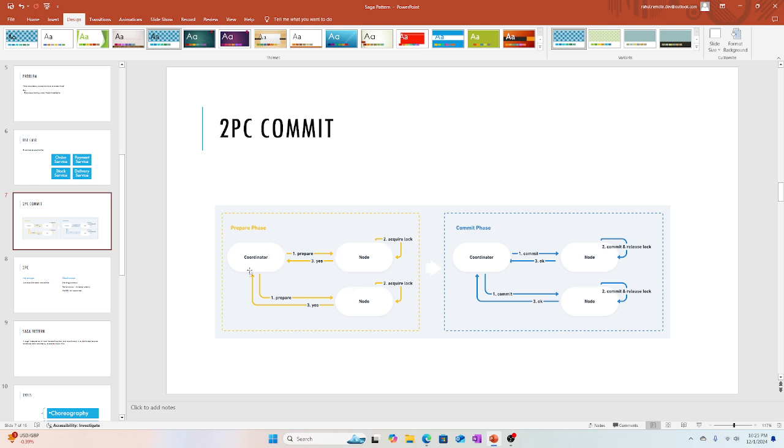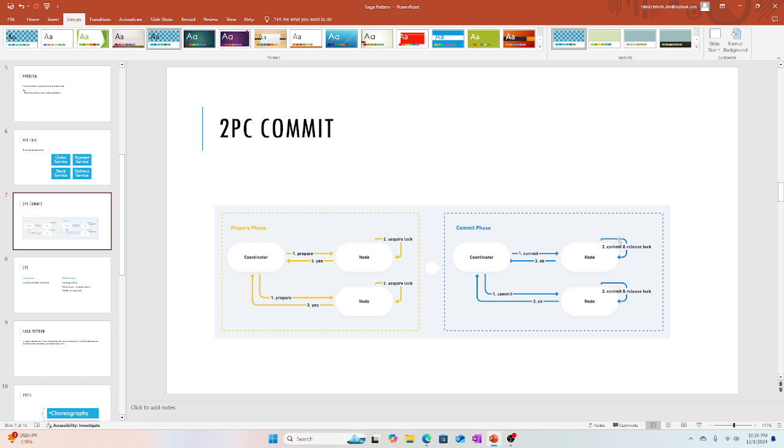So the coordinator service will send a request to ask if they are ready for the commit or not. If both services say yes, then these services acquire the locks on their databases. In that meantime, no transaction will happen on that table. Once both services reply with yes, the coordinator service will ask them to commit the transaction.